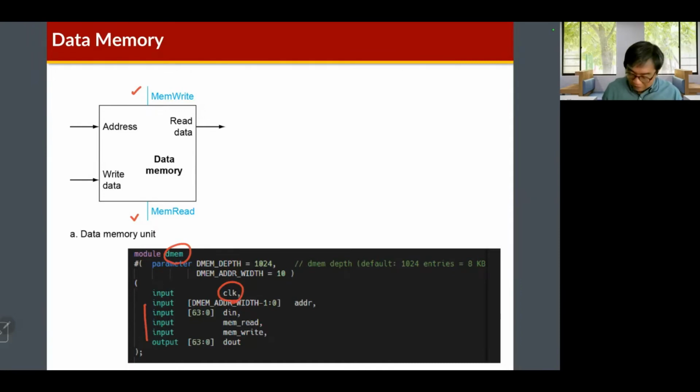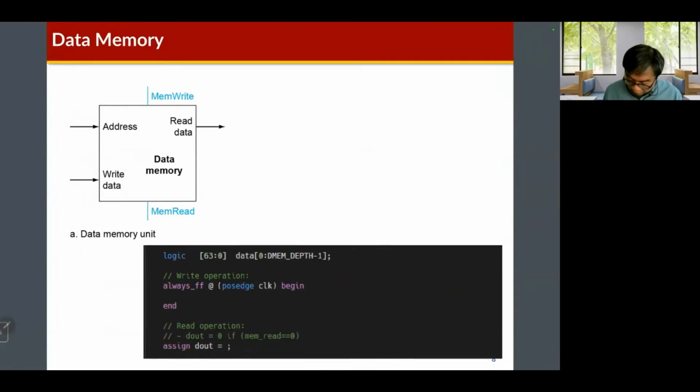Actually, the clock signal is included in this data memory module for the same reason. Okay, which means that we need to avoid the combinational loop. So the write operation to data memory is enabled at the rising edge of the clock. So you can find the write operation part here, and you can find that this write operation part is activated by the positive edge of the clock. Okay.